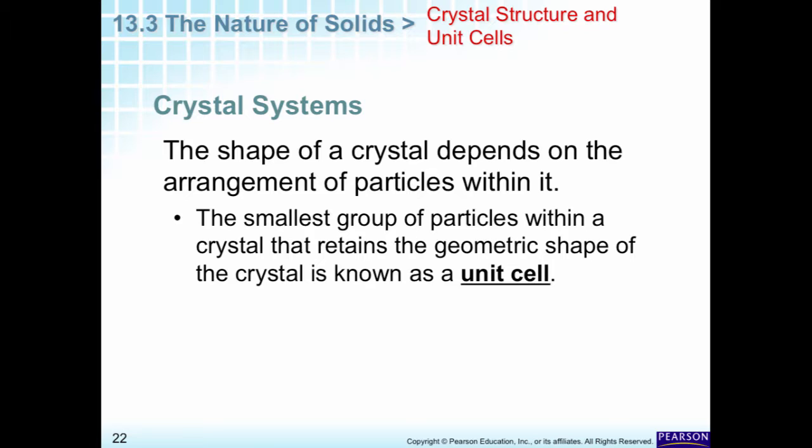What makes the shape of a crystal really depends on how the particles are put in it, and it has to do with the size of the particles so that it can get into these shapes. A single unit cell is when you get this one shape of these particles. So we call it a unit cell.